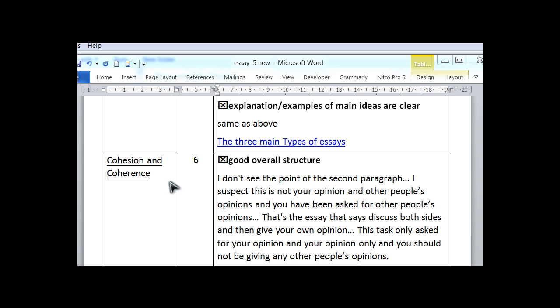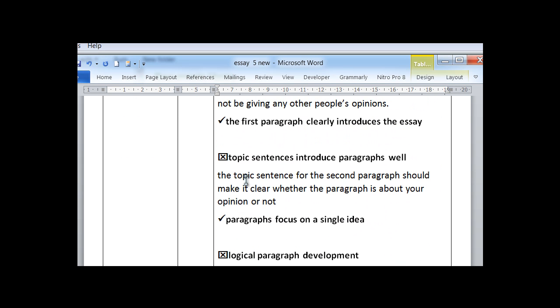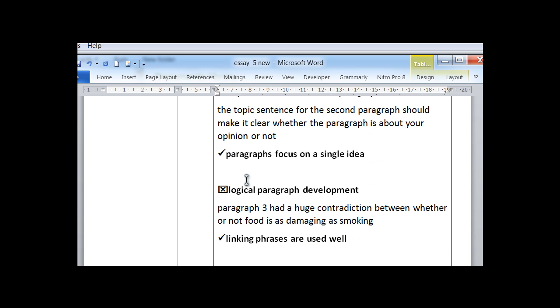We get down to cohesion and coherence 6. It's never going to be great. When your task response is off by this much, it's never going to be great. When you have contradictions, it's never going to be great. This is a level 7 or 8 writer. Unfortunately, they're just not scoring well there. Topic sentence for the second paragraph problem because it sort of introduced that there was this opinion, but not whether it was the writer's opinion or not.